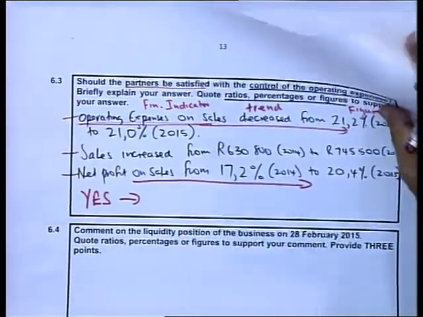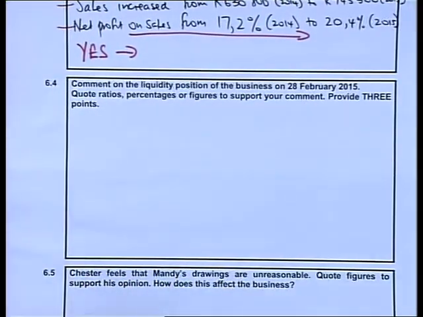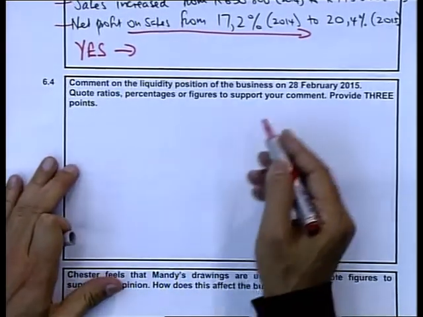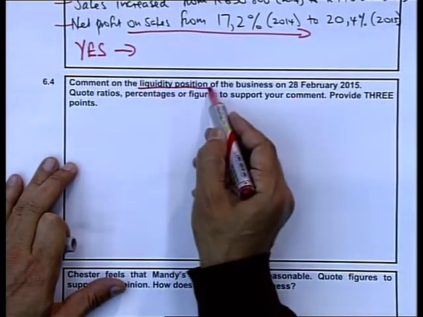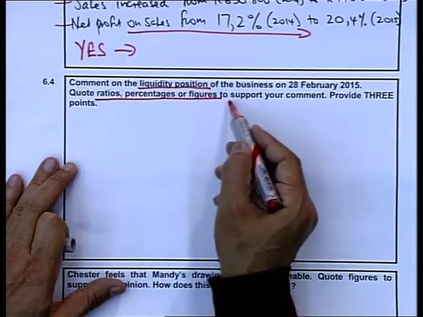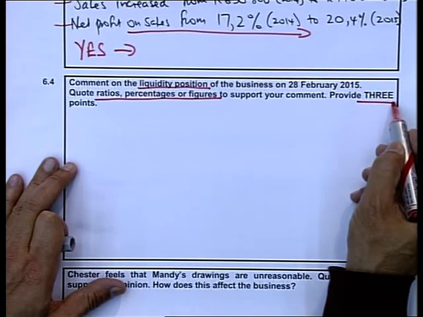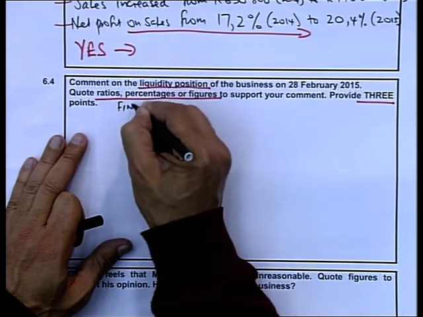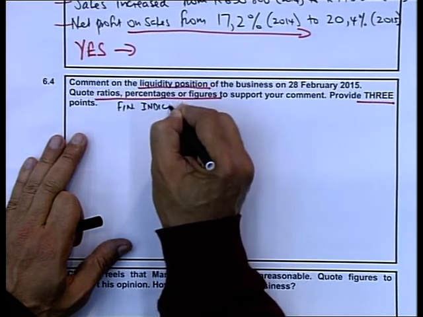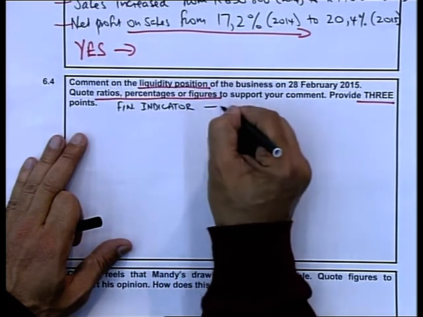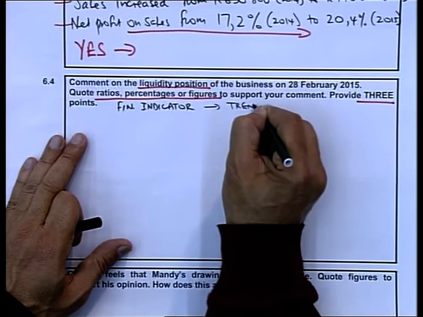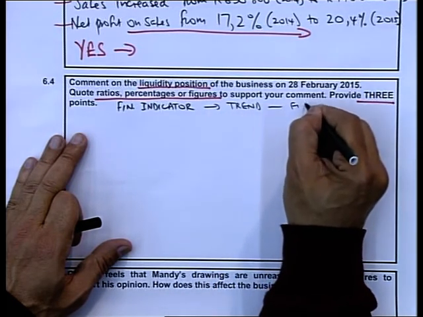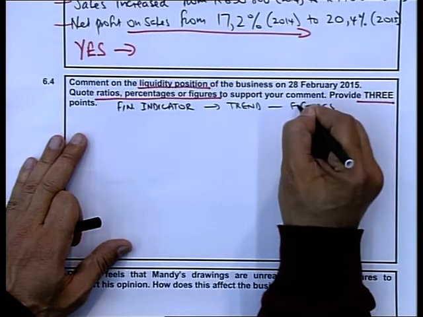Okay, right, so let's see what they want for 6.4. It says, comment on the liquidity. So it's another comment question. And what do they want? We're looking for liquidity, right? We want ratios, percentages, and figures to support your comment. We're looking at liquidity, okay? Just now what I said, when we're commenting, we're looking for the financial indicator. We're looking for the trend. And then we're looking for figures. Okay. And that's how you quote.